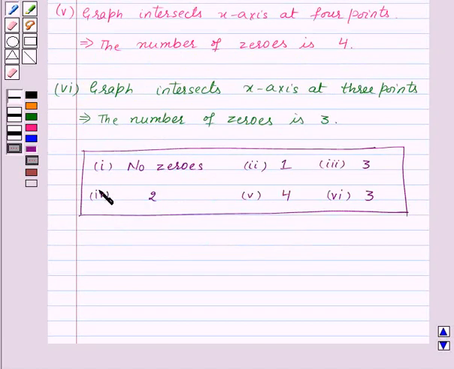So our final answer to this question is first, no zeros, second, 1 zero, third, 3 zeros, fourth, 2 zeros, fifth, 4 zeros and sixth, 3 zeros.